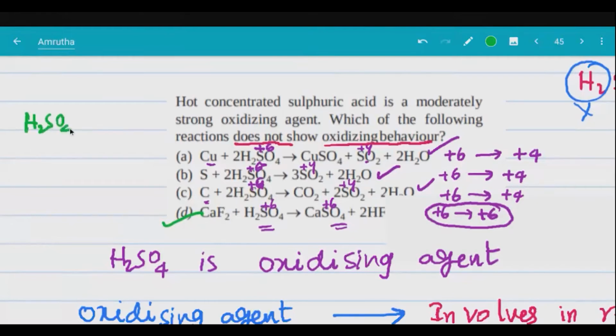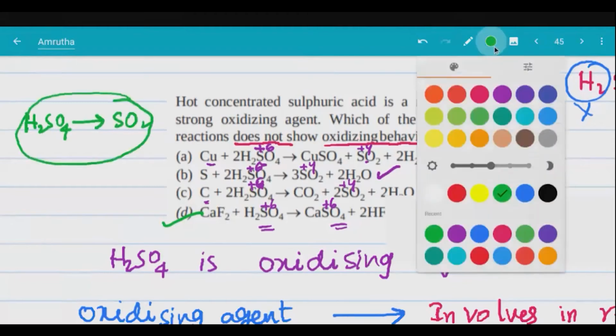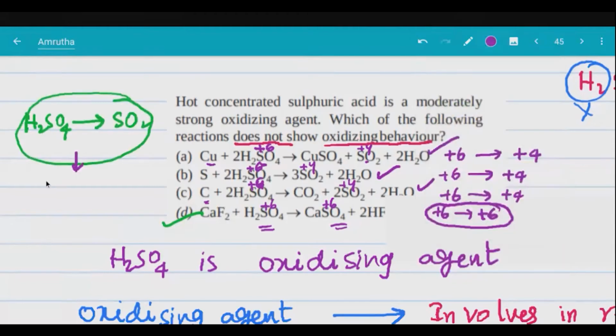So what you can remember is a very simple way, which is also experimental. H2SO4 gives SO2. That means H2SO4 is a good oxidizing agent. If it is an oxidizing agent, what will H2SO4 do? It will liberate sulfur dioxide gas. In any reaction, if H2SO4 is an oxidizing agent, it will liberate sulfur dioxide. Okay, got clarity?